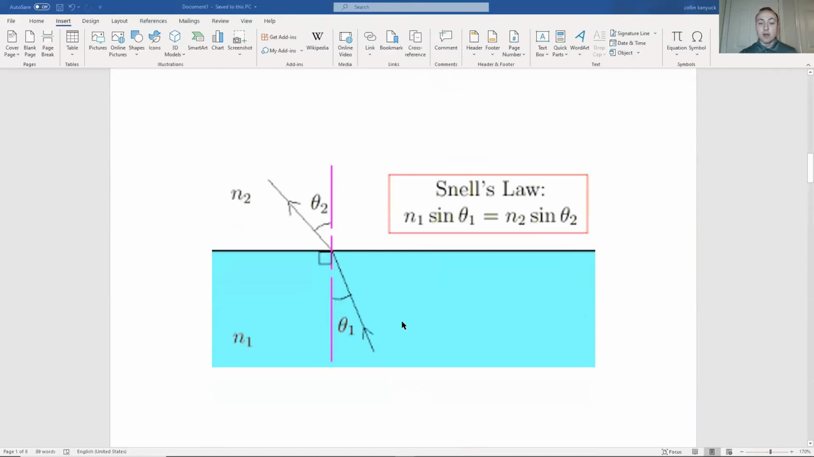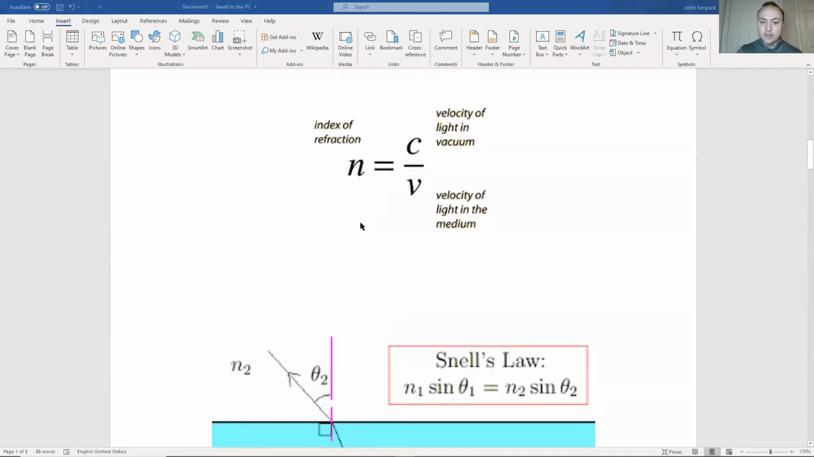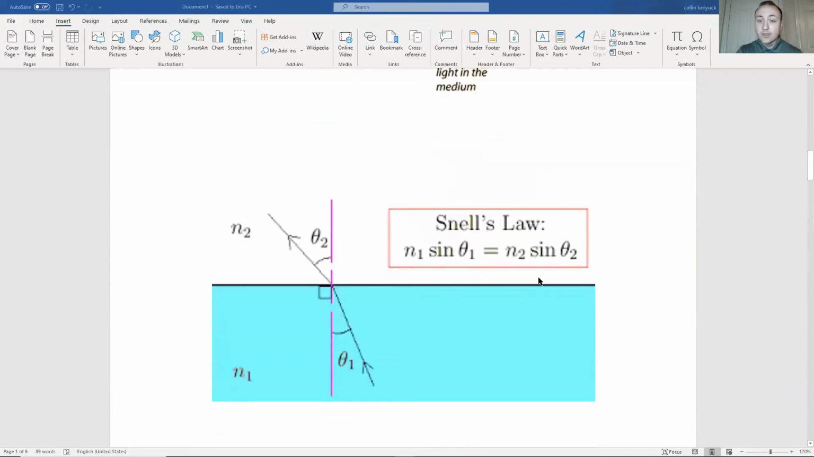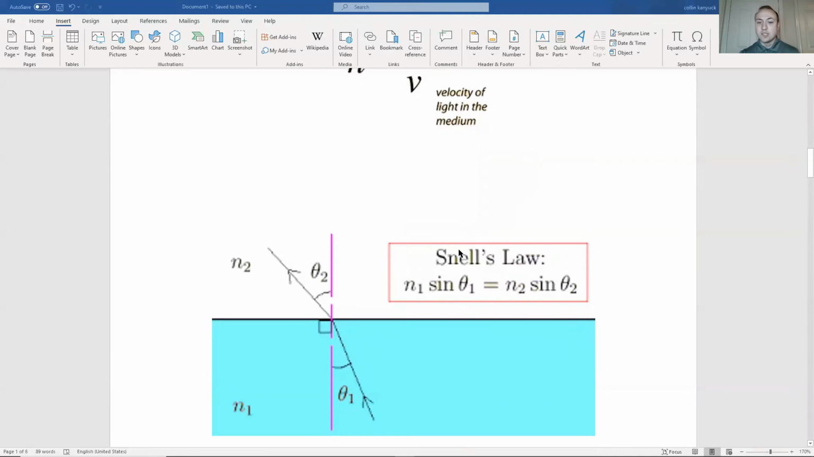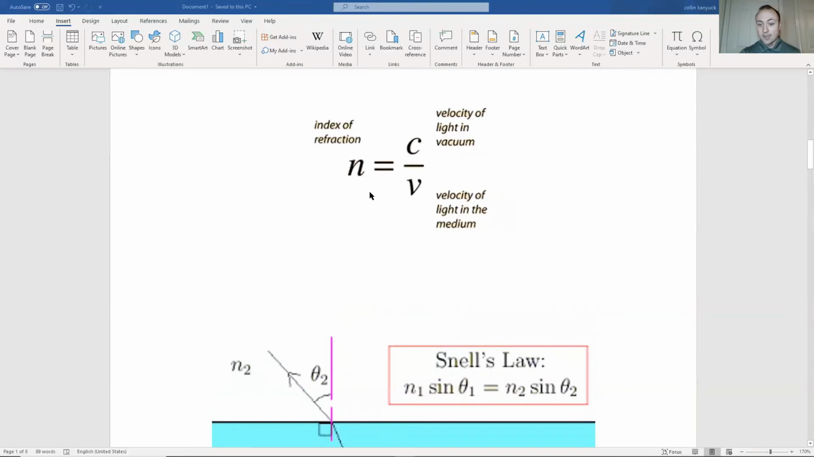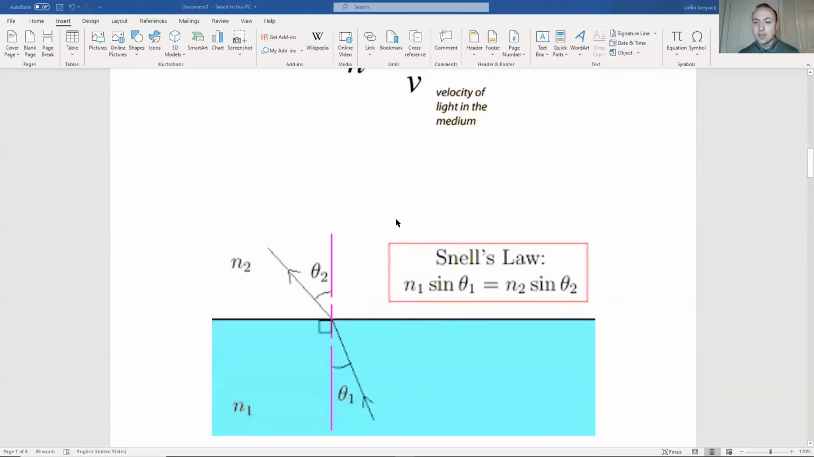So now we're going to talk about Snell's law, this law of refraction. What is it? As we just talked about n, our index of refraction, now we're going to convert that into this equation, which is n1, our first index of refraction, times the sine of our angle 1 is equal to the second index of refraction times the sine of angle 2.